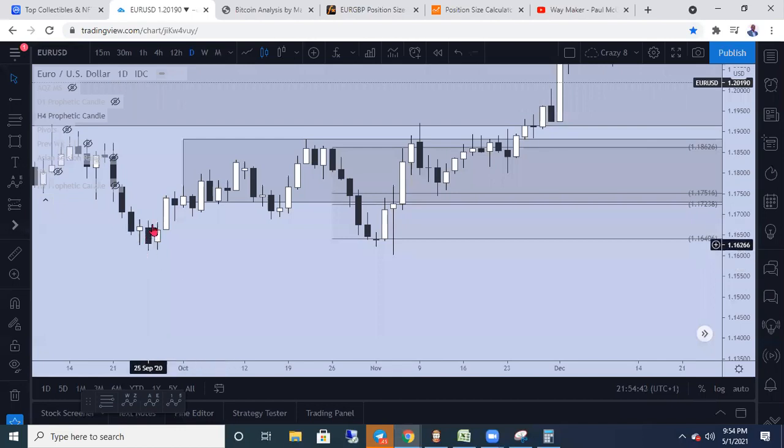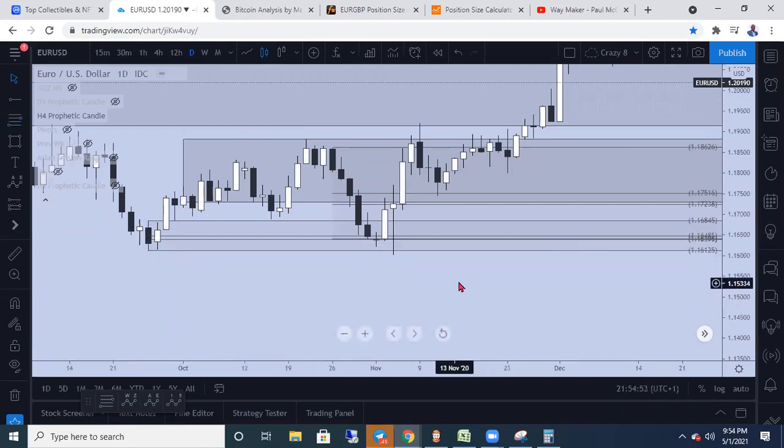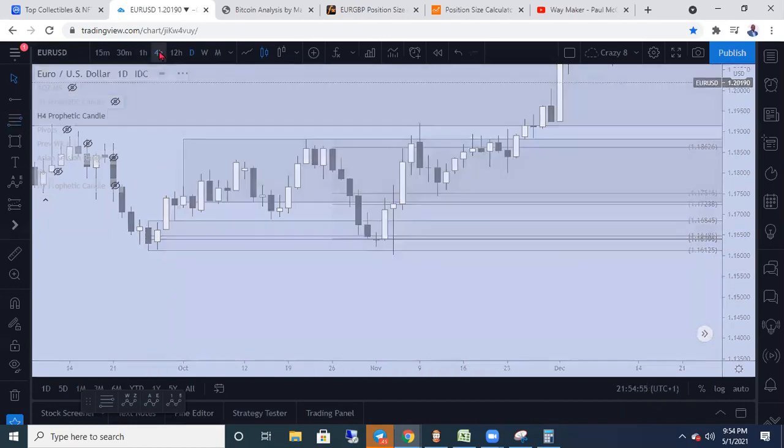So for that reason, I might come here and use this inside bar. So here I have this inside bar, right? If price returns to that region, I'm looking for reasons to buy. And now I can drop back to H4.